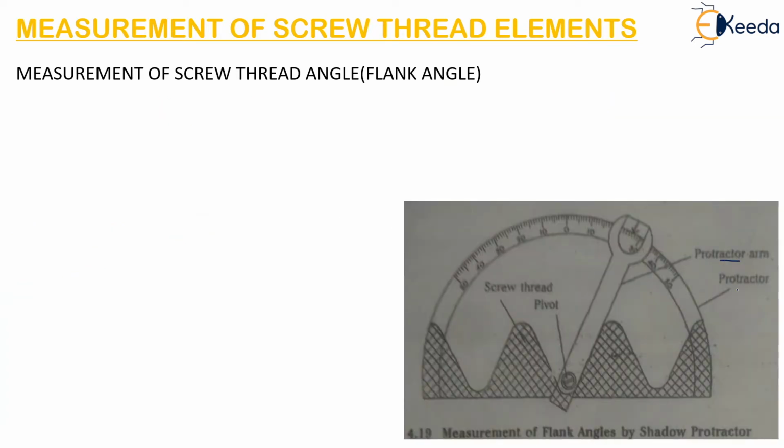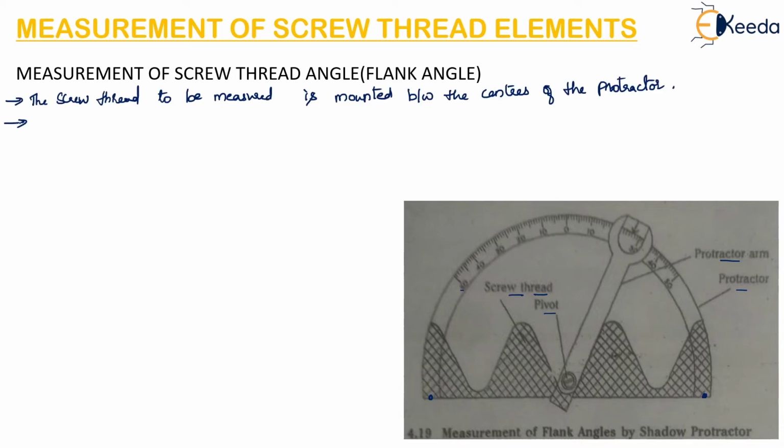So there is a protractor arm. This is the protractor which has the readings on the outer surface. This is the screw thread which we are going to measure. There is a pivot here. The screw thread which has to be measured is mounted between the centers of the protractor. So if these are the two centers, the screw thread is mounted between them.